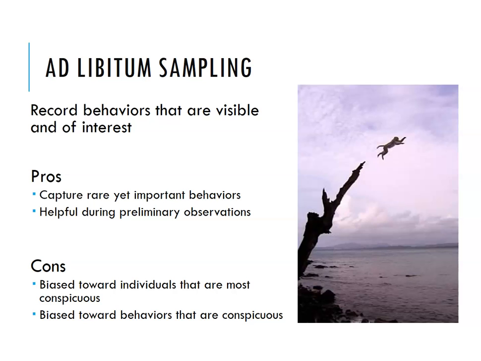Now, the con of this is that it's really biased towards individuals in your population that are the most obvious, the most conspicuous, so the ones that are doing the most behaviors. We're going to record their samples most often. And those behaviors that are most obvious and conspicuous, we're going to be recording those behaviors most often. So this might be useful early on in an experiment, though it may not be how you collect the final data once you have your ethogram and your experiments all set up.